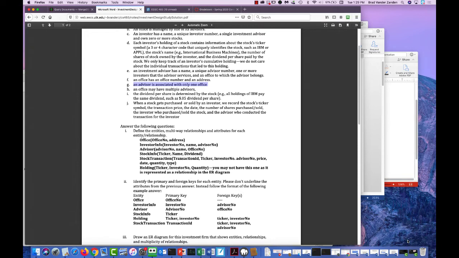Okay, so we got two relationships in the book. Let's see. If we go back here and look at our foreign keys, anytime we have foreign keys, we probably have a relationship.